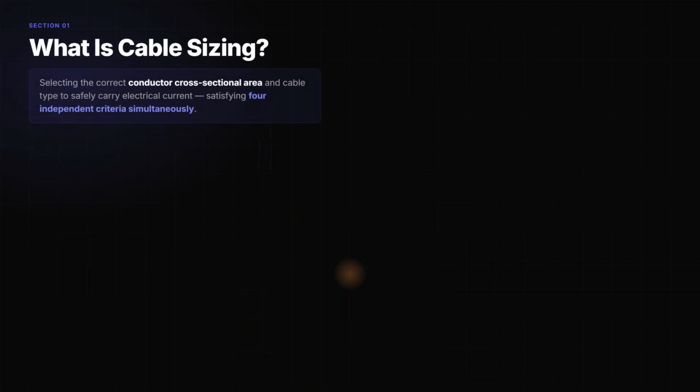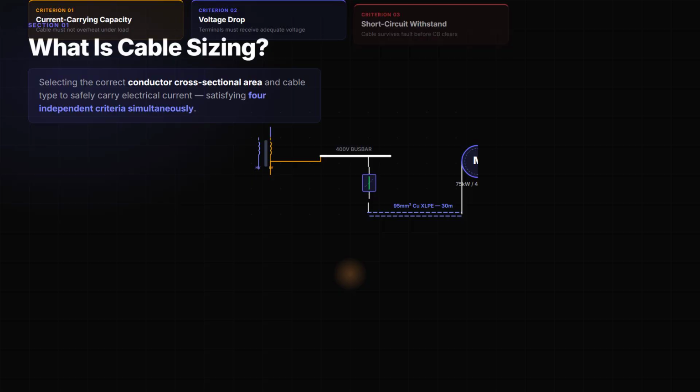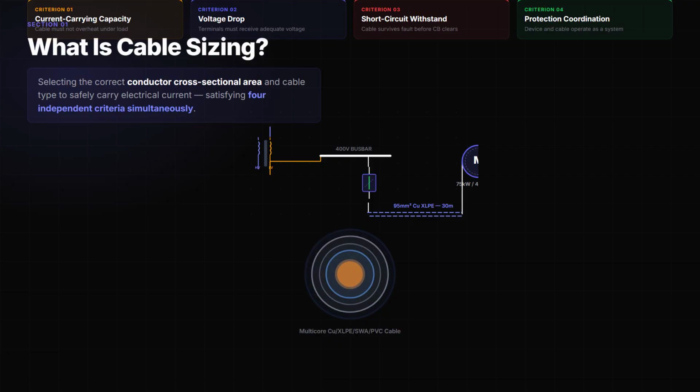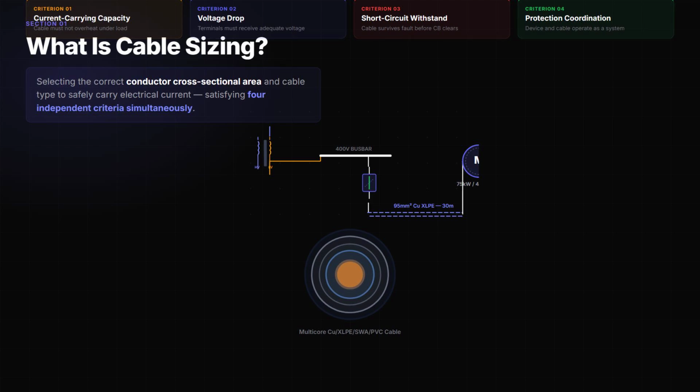Cable sizing is the process of selecting the correct conductor cross-sectional area, measured in square millimeters, and the right cable construction for a specific electrical circuit. The cross-sectional area directly controls 2 things: the resistance of the conductor, and therefore how much heat it generates, and the physical current it can carry without exceeding its insulation temperature limit.